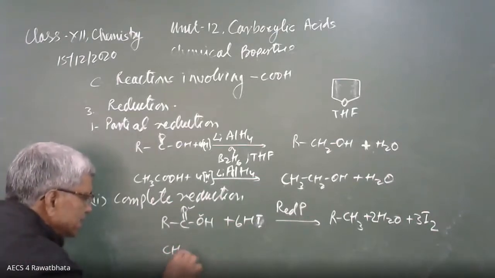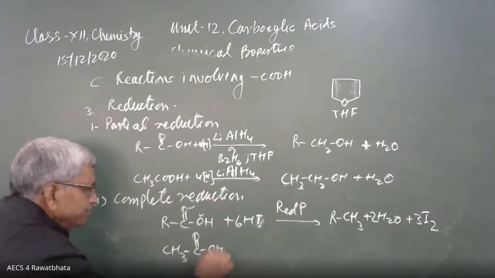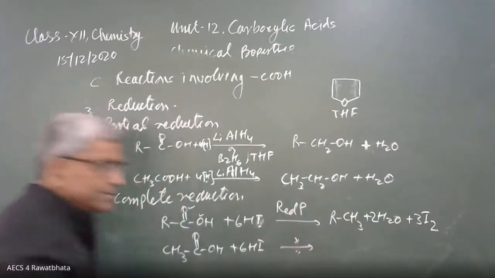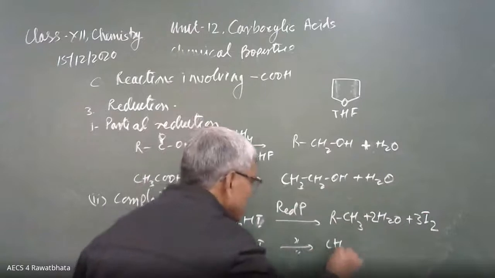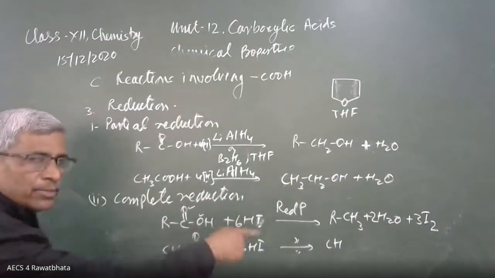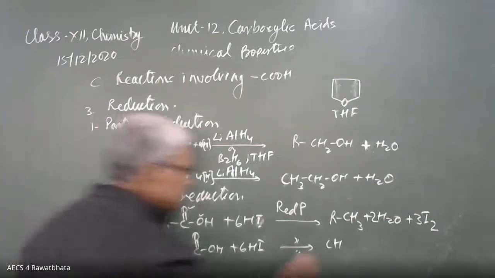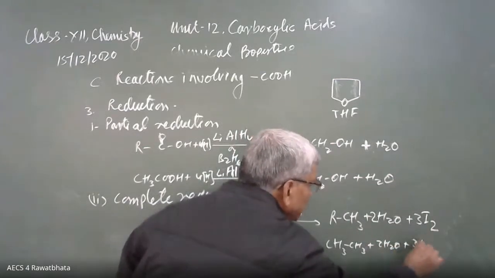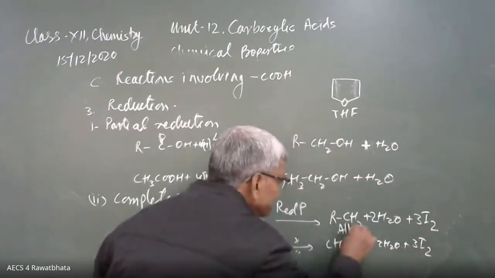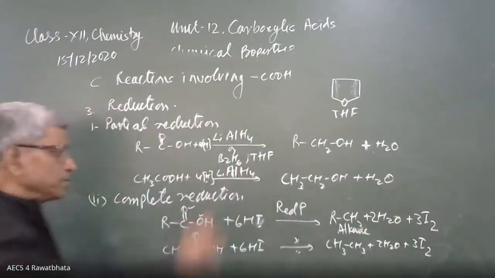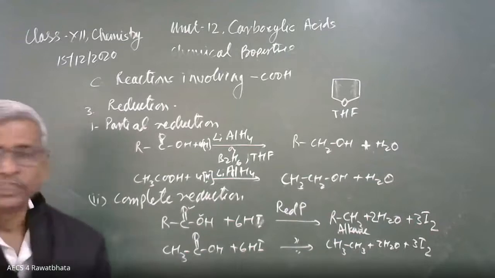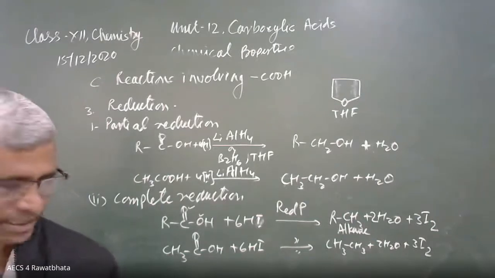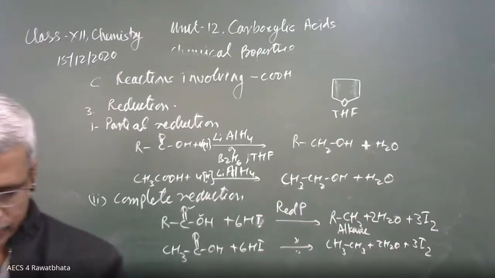Another specific reaction: CH3COOH plus 6HI in presence of red phosphorus and heat. The number of carbon atoms is 2, that's why a 2 carbon alkane is obtained. Here it is CH3-CH3 plus 2H2O plus 3I2. This is alkane. This reduction is carboxylic acid into alkane, and the product is ethane. So this is the reduction process of carboxylic acid. These are the reactions where the COOH of carboxylic acid participates.